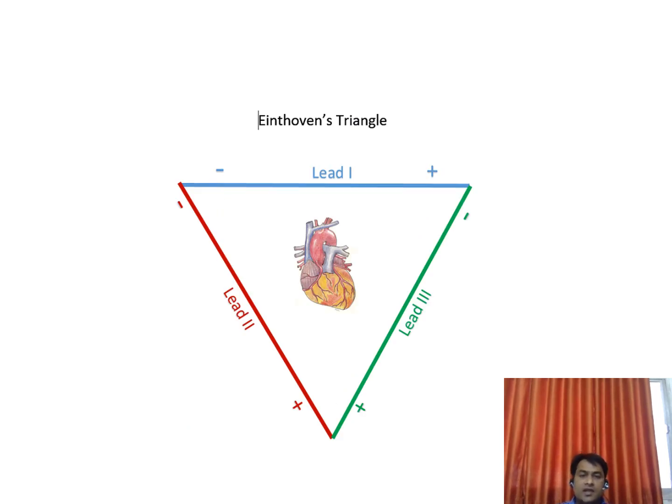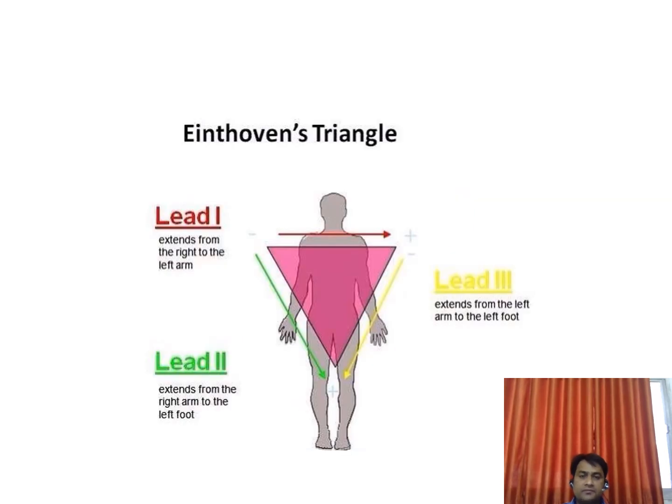You see this in the diagram, the influence triangle, with the heart at its center, and the equilateral triangle. Lead 1 extends from the right to the left arm. Lead 2 extends from the right arm to the left foot. Lead 3 extends from the left arm to the left foot.